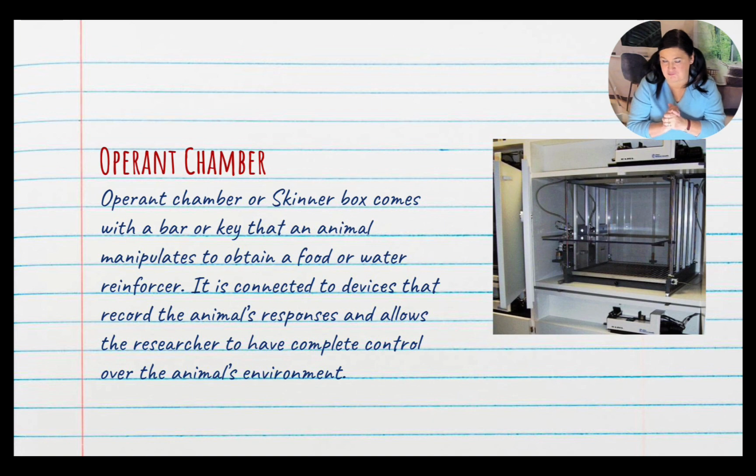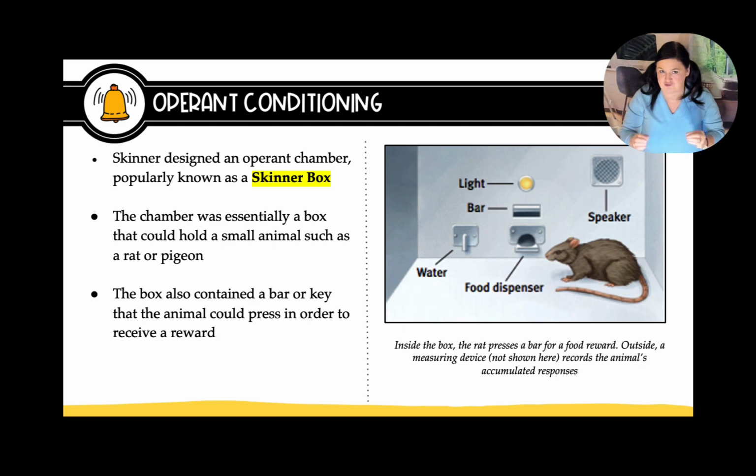So the operant chamber, or Skinner box, as shown here, comes with a bar or a key that a small animal can manipulate to obtain the food or water reinforcer, right? It's connected to devices that record the animal's responses and allow the researcher to have complete control over the animal's environment. And then they can do a combination of lighting the light or pulling the lever or hitting the button or whatever it is until the mouse keeps getting rewarded to do the thing that the scientist wants the mouse to do.